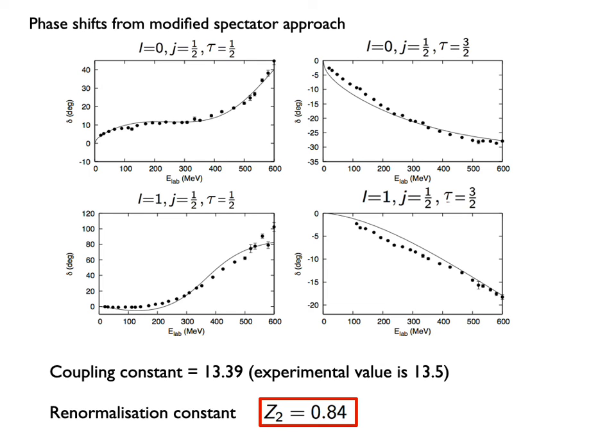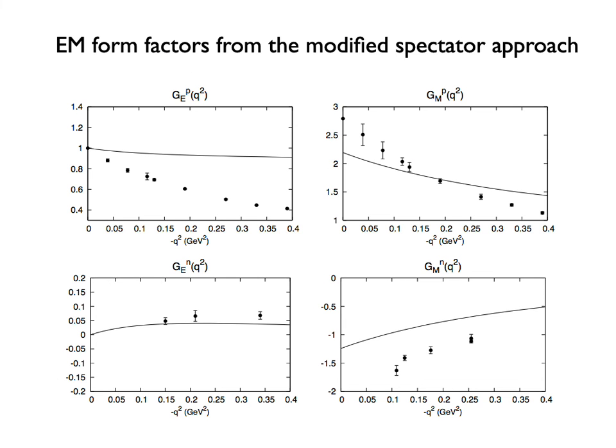Another favourable outcome of using the modified spectator approach is that the EM form factors now will go in the right directions, although their slopes at q squared equals 0 still aren't quite right, and the magnitudes of the GMs aren't that great either.